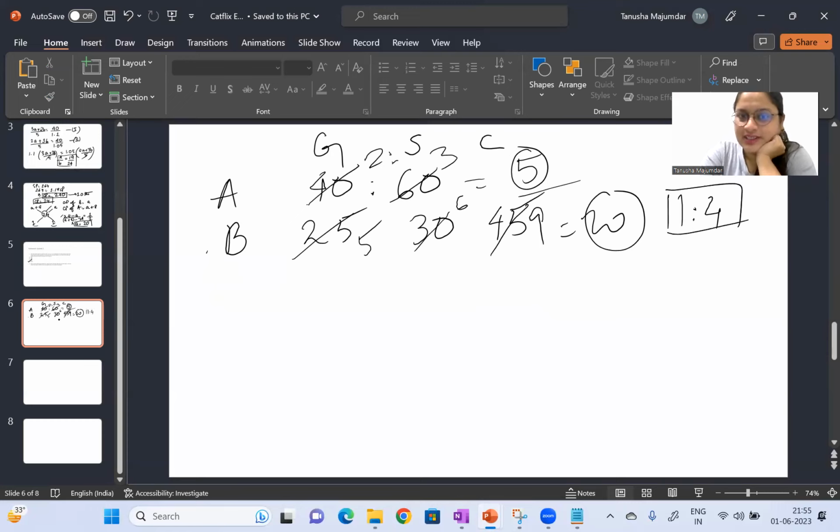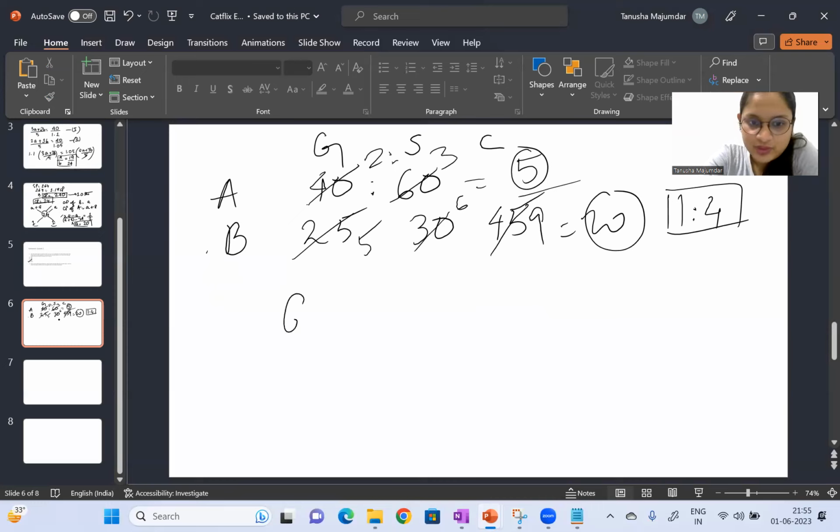The reason why I have done this step is because a lot of times, this ratio is actually the ratio in which things are mixed. So you don't need to do that elaborate step of cross multiplication and all. But since it's not that, what can you do? You need to do that step.